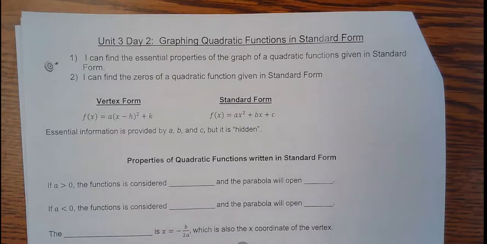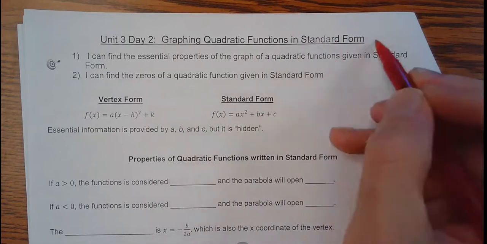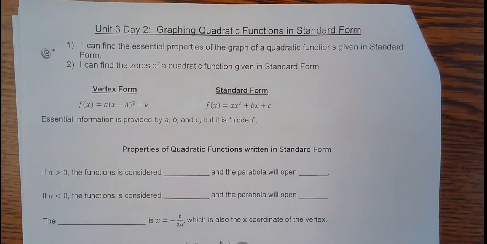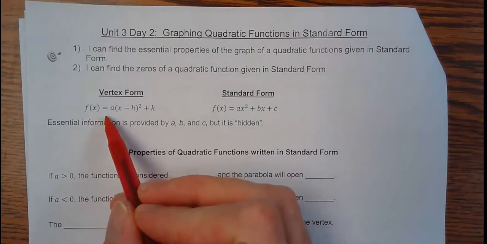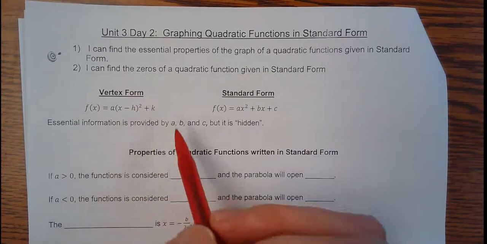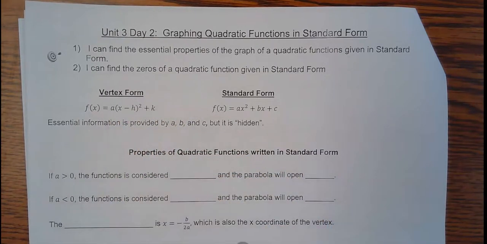All right, Unit 3, Day 2, we're going to do some graphing with quadratic functions in standard form. That's different. We did vertex form yesterday. If you remember, here's vertex form, and the h and the k, those are the coordinates of the vertex, and then the a could vertically stretch or shrink it.